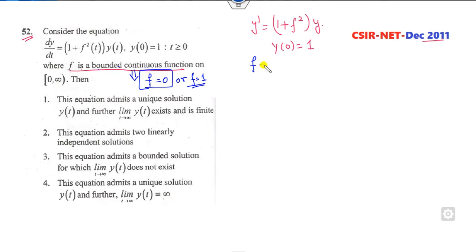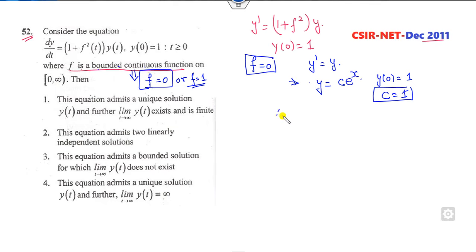So if I say f is my 0, what will happen? y dash is y. So what is the solution of this? The solution is y is equal to c e raised to power x. y of 0 is 1. So c is my 1. So what is the answer of this? y is equal to e raised to power x. So this equation admits a unique solution, correct, and the limit exists, but that's wrong.